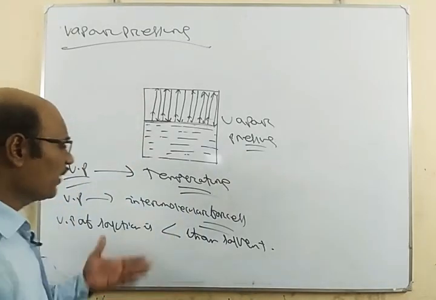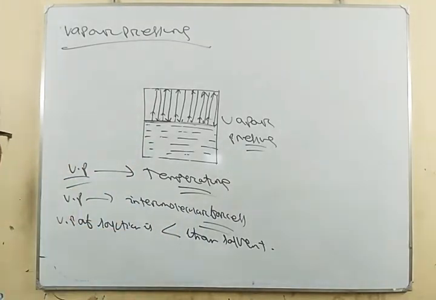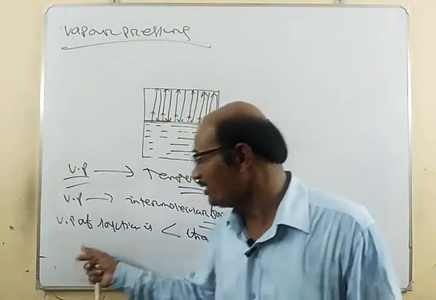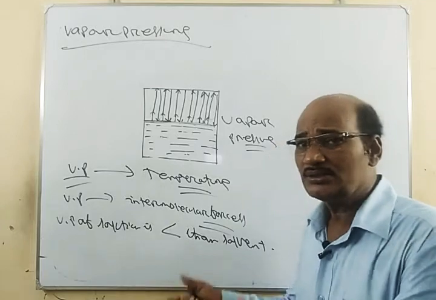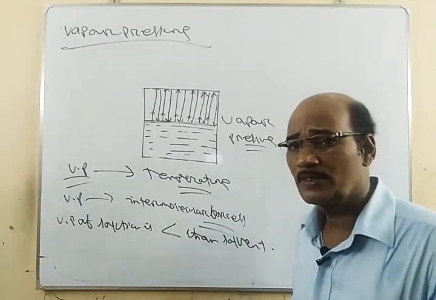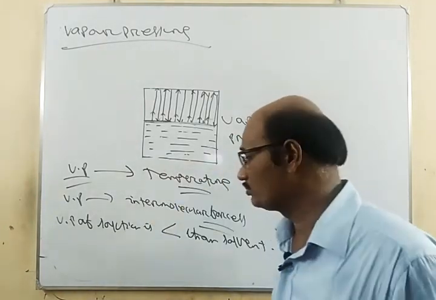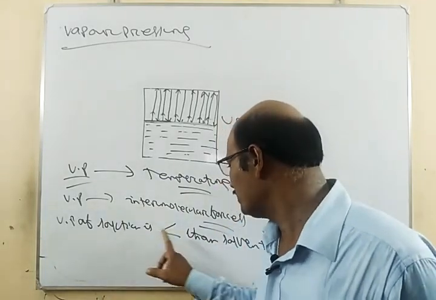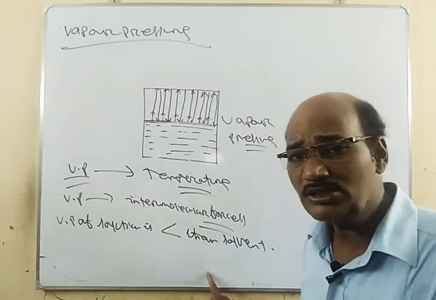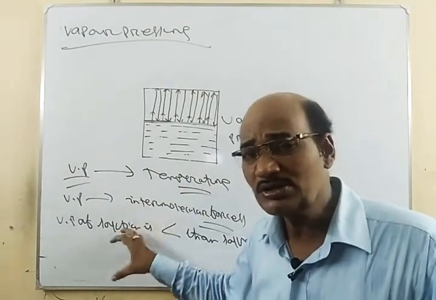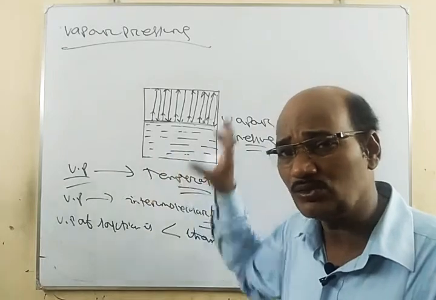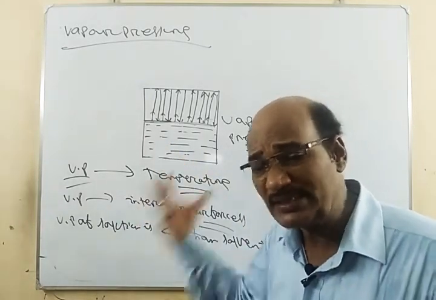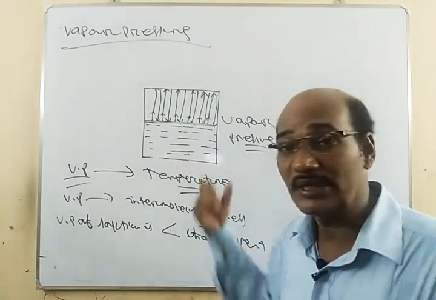Whenever we are taking a solution, I have already told you, we have the solute and solvent. The solvent has a standard vapor pressure. Now when you add solute, it becomes a solution. The vapor pressure of the solution is less than that of the solvent, because on adding, the solutes occupy some surfaces of the liquid, hence the number of particles converting to vapors becomes less, that's why the vapor pressure becomes less.